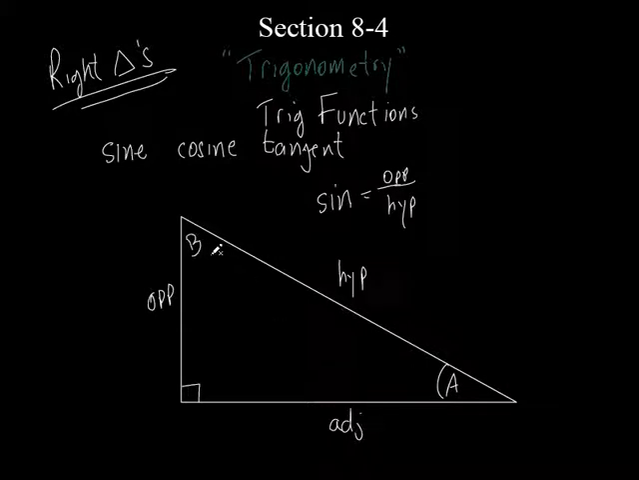What if this was angle B up here? Would this be adjacent to angle B? No, it would be what? It would be opposite of angle B, and this would be what? Adjacent to angle B. What about the hypotenuse? Does that change? No, because the hypotenuse is always what? Opposite. Adjacent means next to.